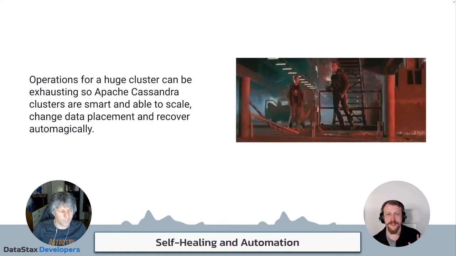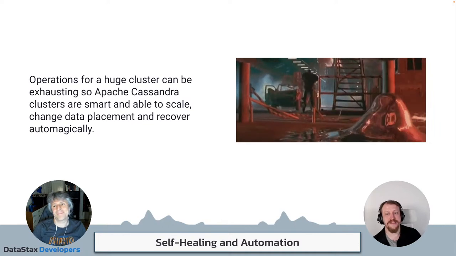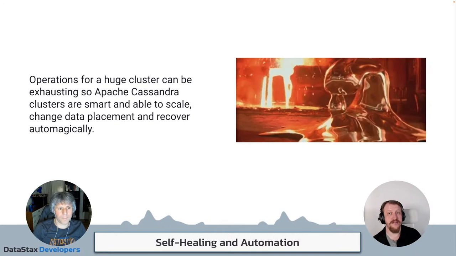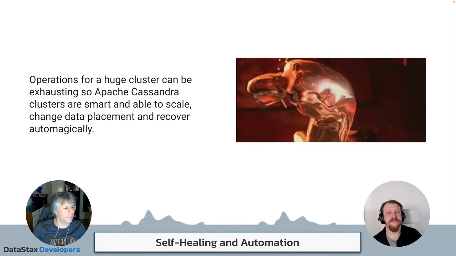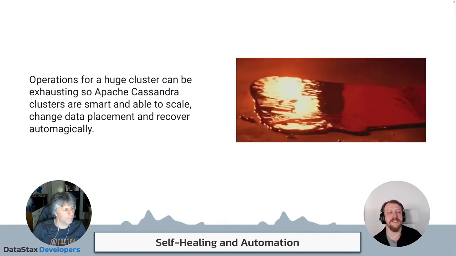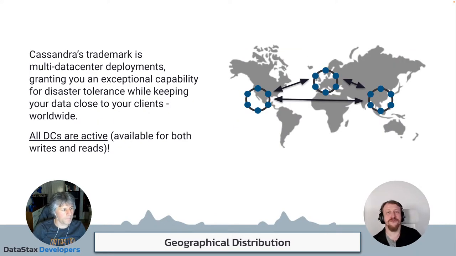Now, operations on a huge cluster can be really exhausting. I can tell you a lot about that. Cassandra is very smart, and a Cassandra cluster can execute many operations you used to do manually with other databases. It can execute them automatically for scaling, for partitioning, for moving data, starting new nodes, and many other operations. We don't focus on that today because this course is mostly for developers.